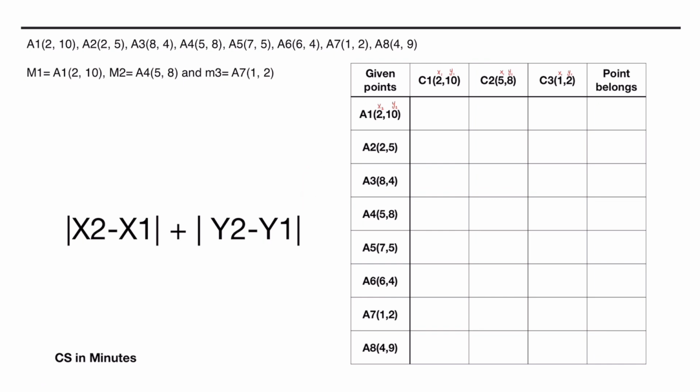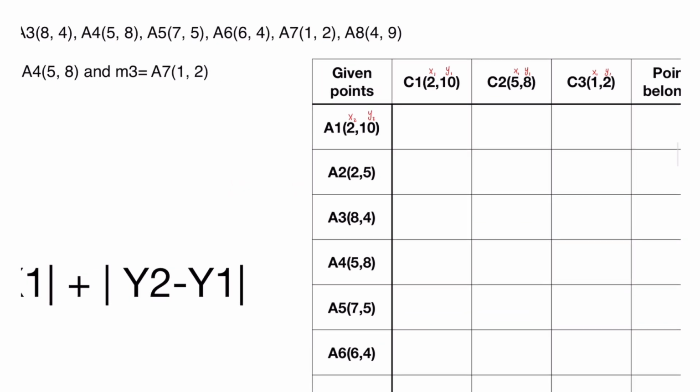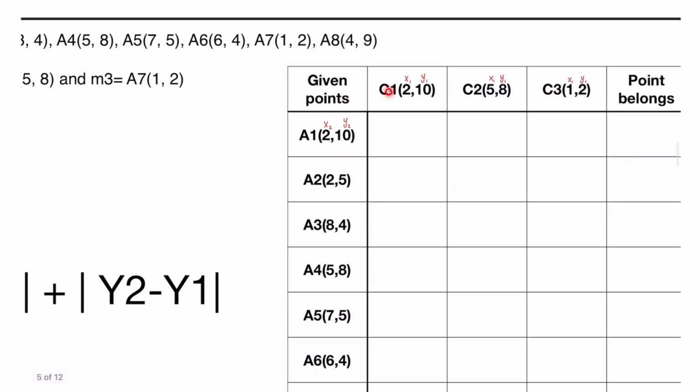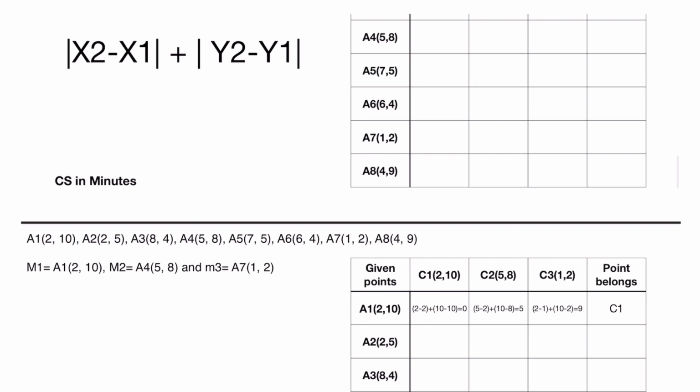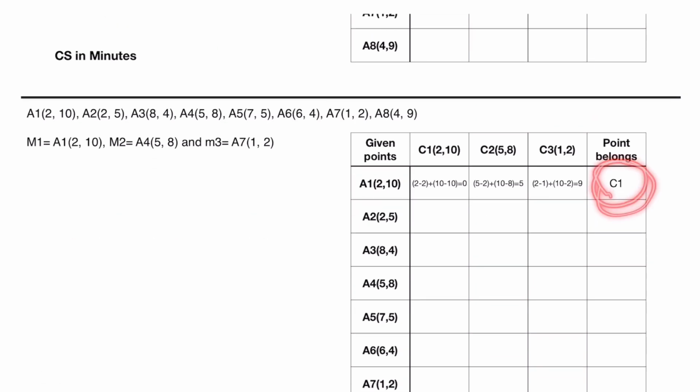After creating a table like this, here x2 and y2 go to the column and x1, y1 for the row, for the cluster points. We will calculate them using the formula: x2 minus x1 plus y2 minus y1. Here in point belongs, we will choose the smallest number. Here we have C1 is the smallest number because it's 0.